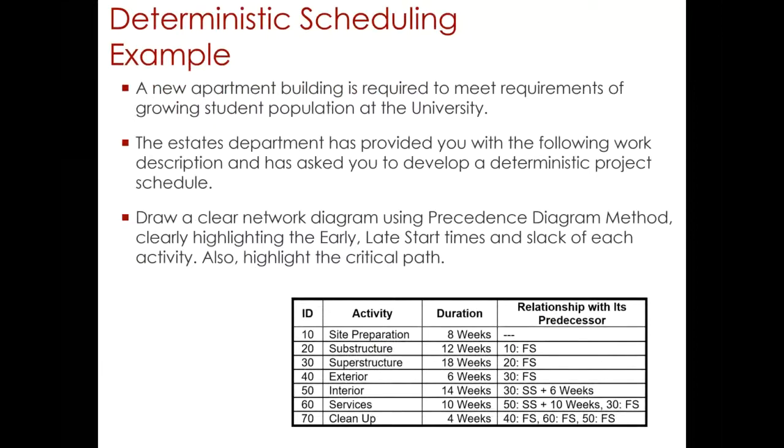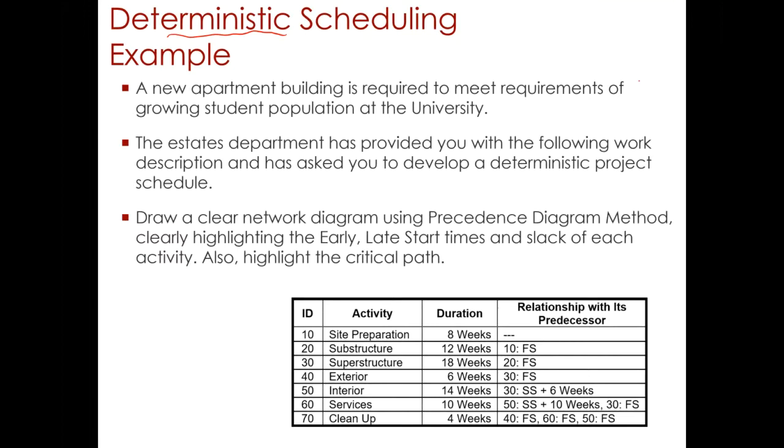So just to revise the differences between deterministic and probabilistic scheduling, we will go through 2 problems to review what these are and their differences. So the first problem relates to deterministic scheduling. So here we have been given a deterministic time by the subcontractors.